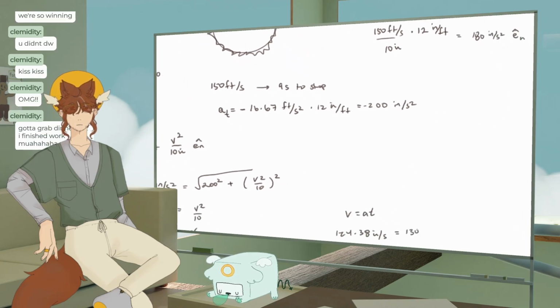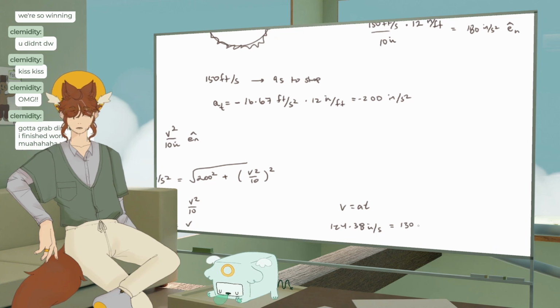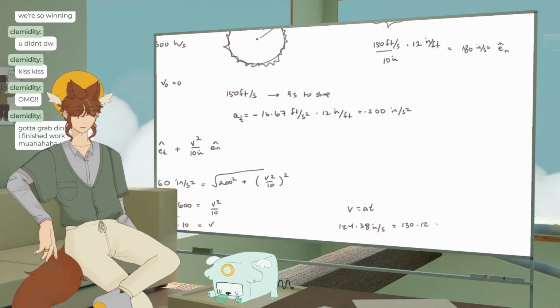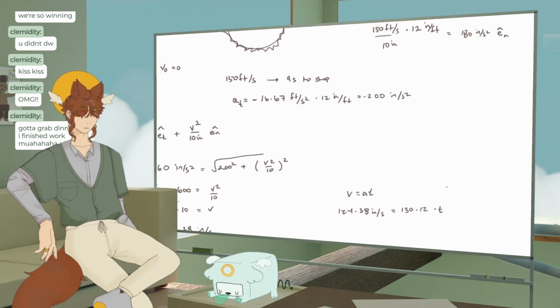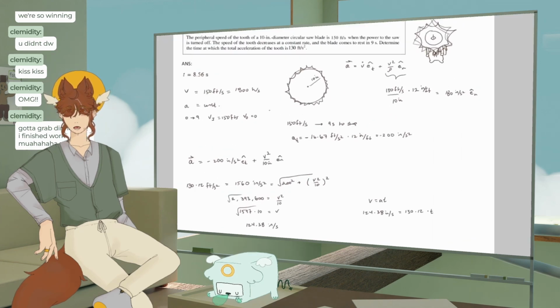So 130. Gotta grab dinner because I finished work. Have a good dinner. It's 12 times t. I'm worried, chat. I'm not gonna lie. 124. Uh-oh. This is like not gonna go well. Yeah, that's not right. Okay, I just tried to print that. Let's not print this. Okay, so there's something wrong, but I think we're close. I think we're really close.